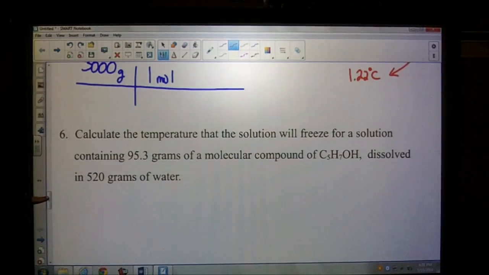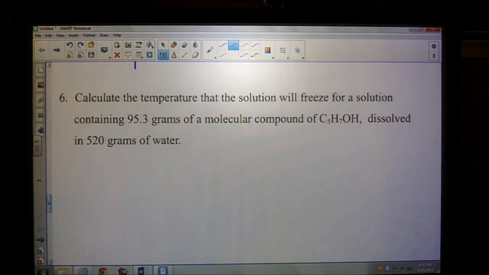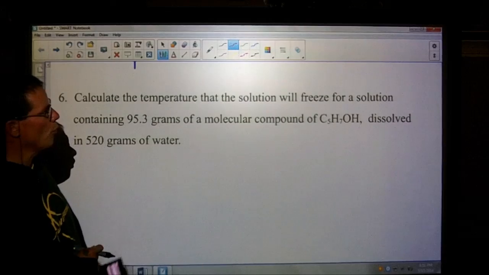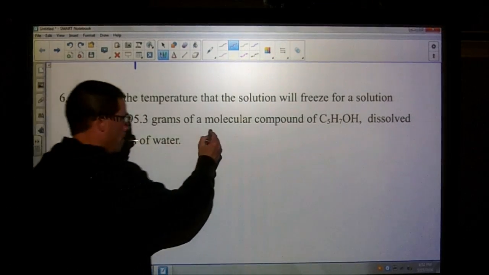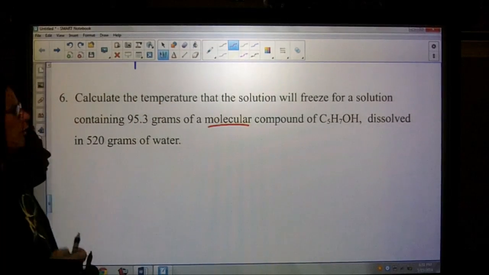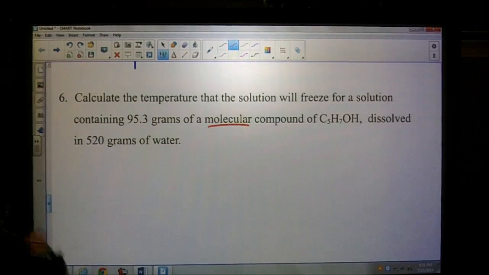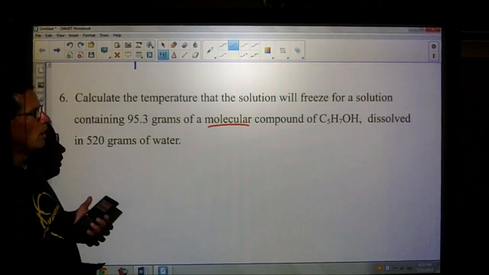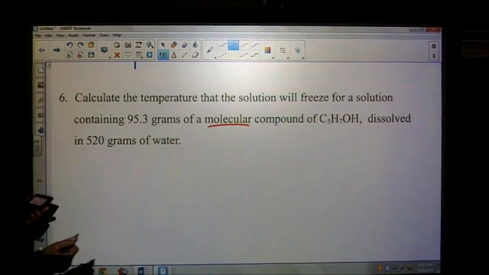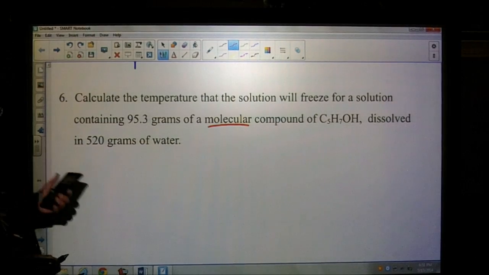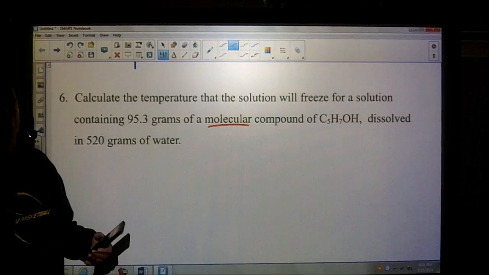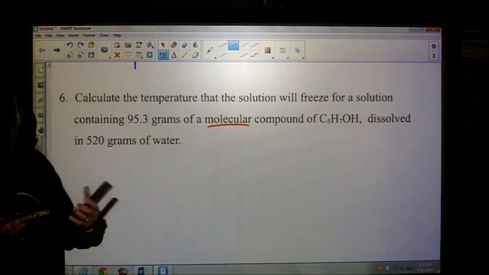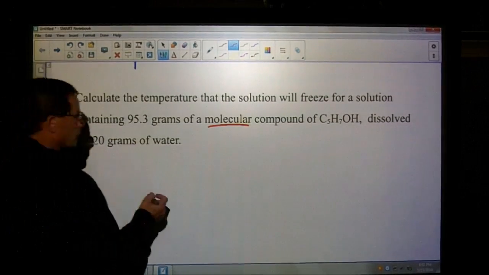All right, number 6. Calculate the temperature that the solution will freeze for a solution containing 95.3 grams of a molecular compound, C5H7OH, dissolved in 520 grams of water. Very simple problem, just like the last one. Since it's molecular, pretty much the same thing's going to happen. I'm going to fast forward through this. So try it, and then let's see what happens.